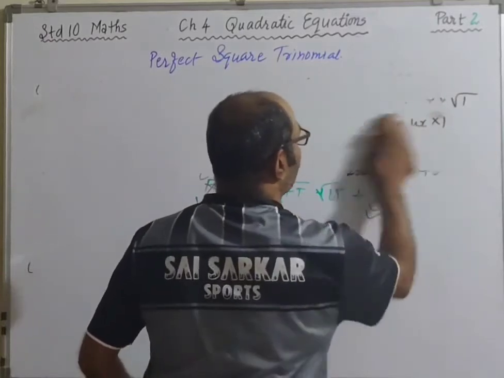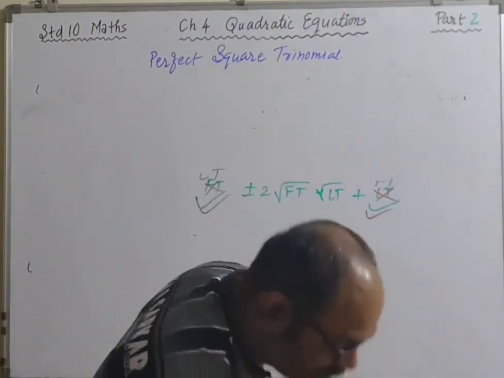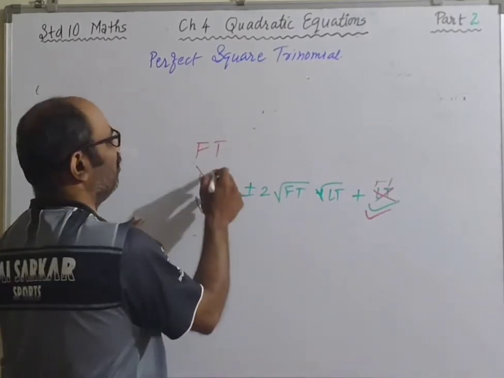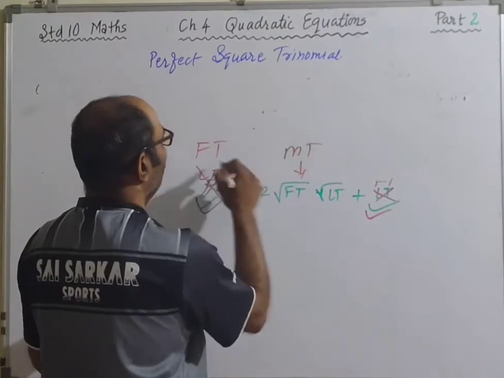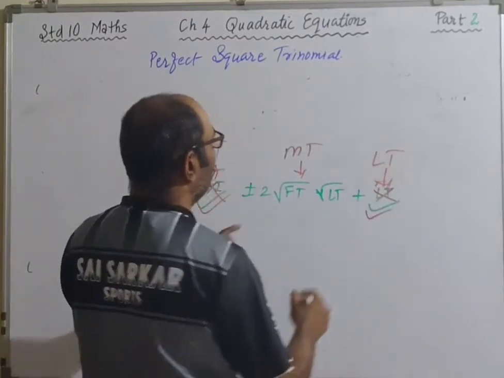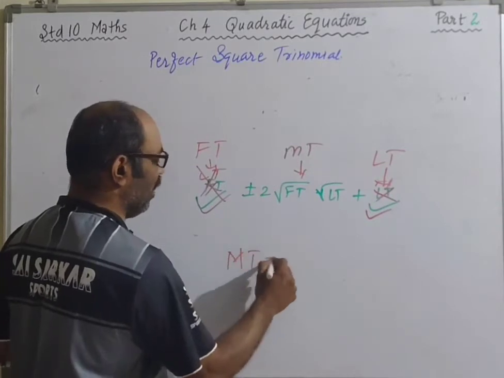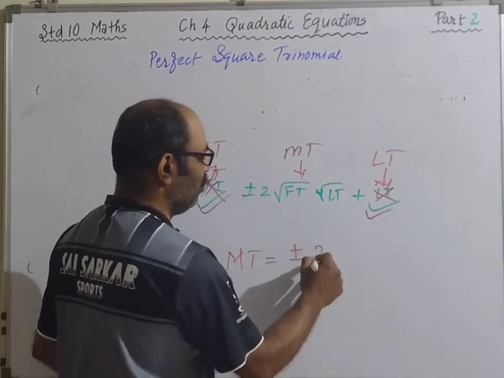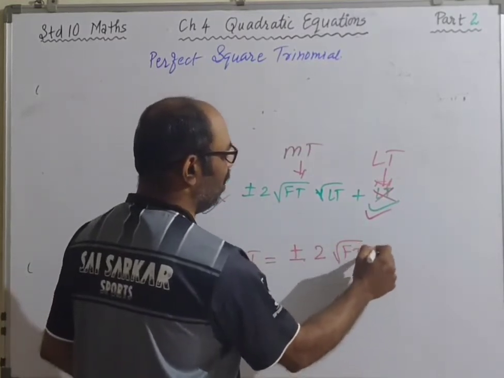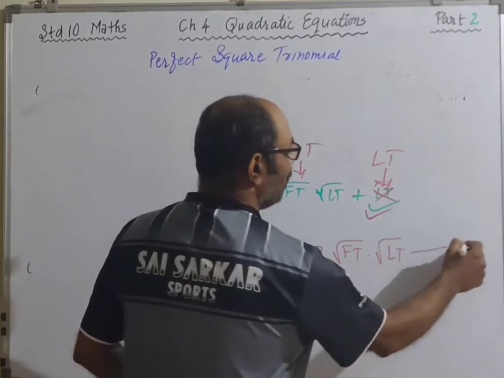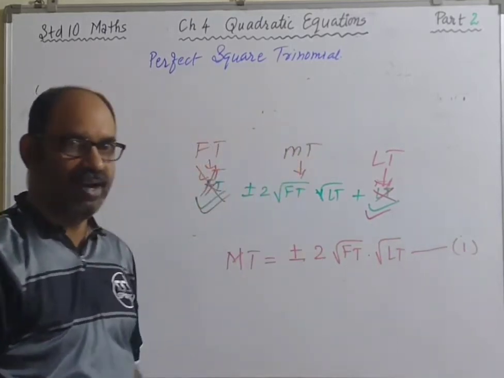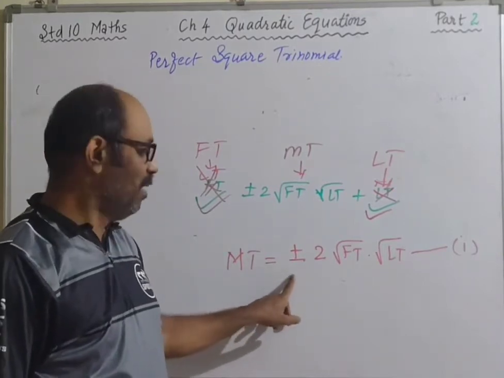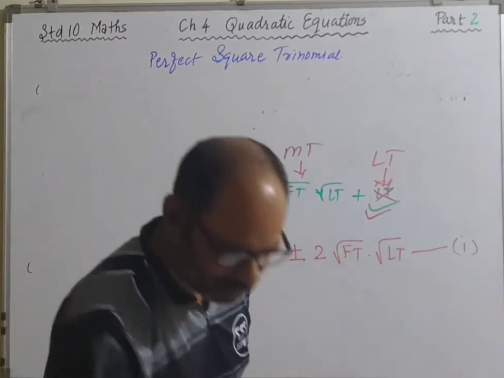In all these perfect square trinomials, we will call this the first term, counting from the left, this the middle term, and this the last term. So what is the middle term equal to? The middle term is equal to plus or minus 2 into square root of first term into square root of last term. This is a very important formula that we have derived. For any perfect square trinomial, the middle term is always equal to plus or minus 2 into square root of first term into square root of last term.